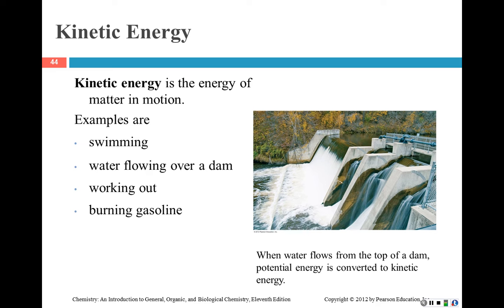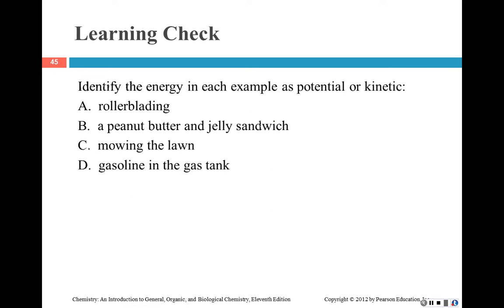Kinetic energy is energy in motion, and this is when you're using the energy. This is where the water actually flows over the dam. This is where you're running. This is where you're actually burning the wood or the gasoline, or you're swimming or working out. So you've heard what the definition of and the difference is between potential and kinetic energy. So see if you can figure out which of these would be potential or which would be kinetic energy.